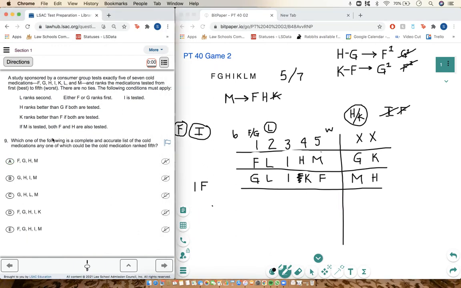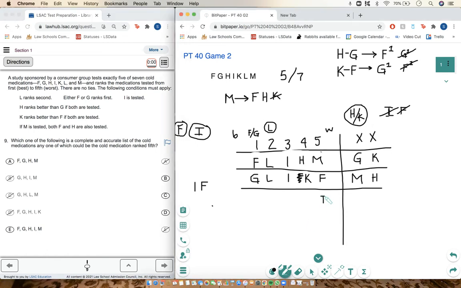Next question. Which one of the following is a complete and accurate list of the cold medications, any one of which could be the cold medication ranked fifth? Well, we know M and F can be ranked fifth, right? So any answer option that doesn't have either M or F can immediately be crossed out. So B doesn't have F, so we can cross it out. C doesn't have F, so that can be crossed out. And then D doesn't have M, so we can cross that out. The only difference between A and E is I, right? So now we want to test, hey, can I go fifth?